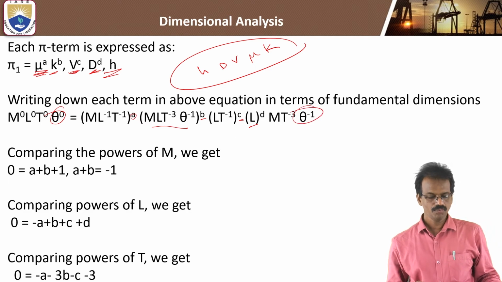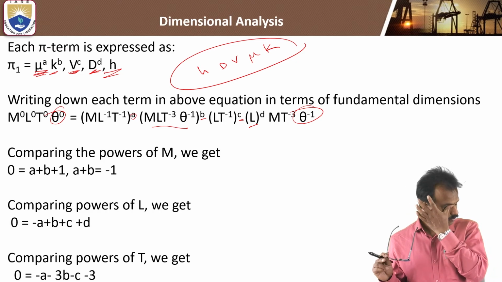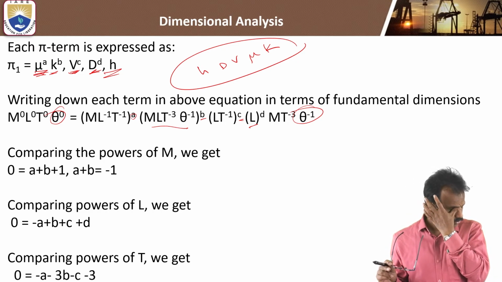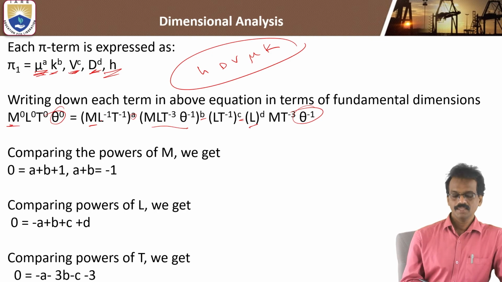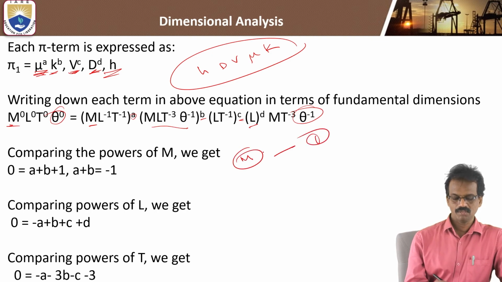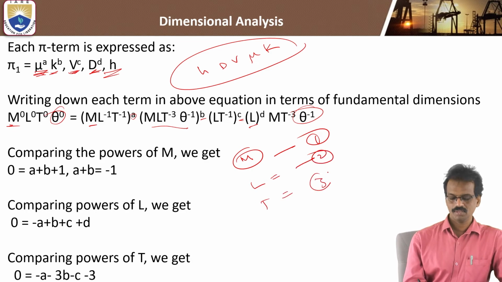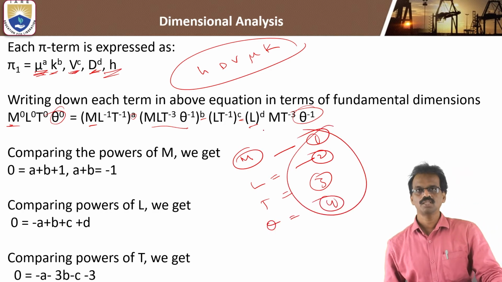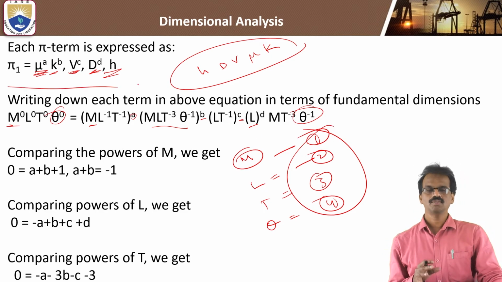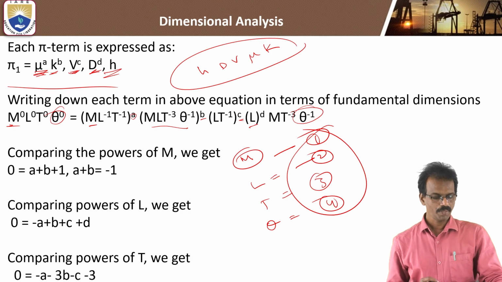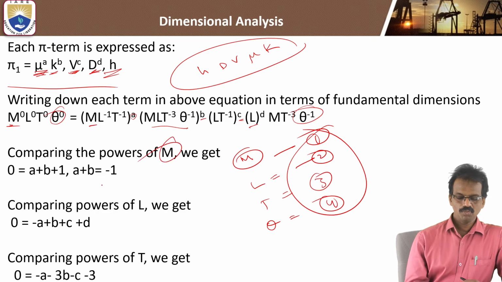Then you have to compare the powers, because the bases are equal, so the powers should be equal. Here the base is M, here the base is also M. With respect to M we will get one equation, with respect to L we will get a second equation, with respect to T we will get a third equation, and with respect to theta we will get the fourth equation. If we solve these four equations we will get the a, b, c values. Then substitute these a, b, c values in this pi 1 term, and we will get one pi 1 term.